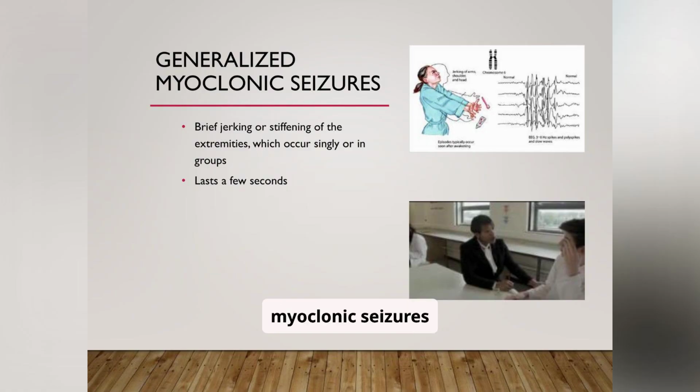Generalized myoclonic seizures involve brief jerking or stiffening of the extremities. These movements can occur singly or in groups and typically last only a few seconds. Understanding the characteristic movements and EEG patterns is crucial for accurate diagnosis.